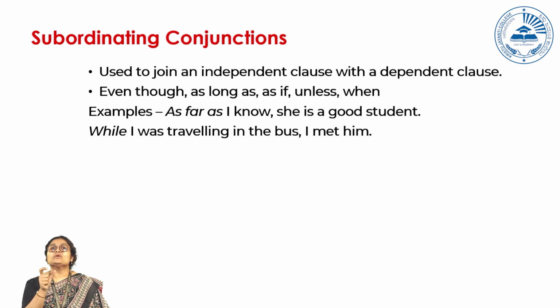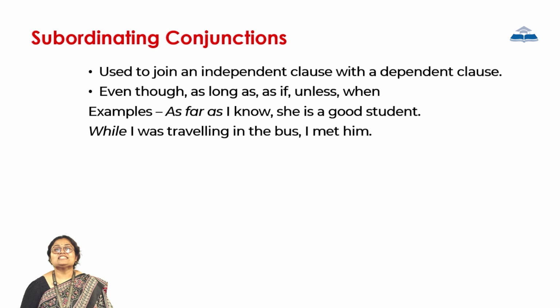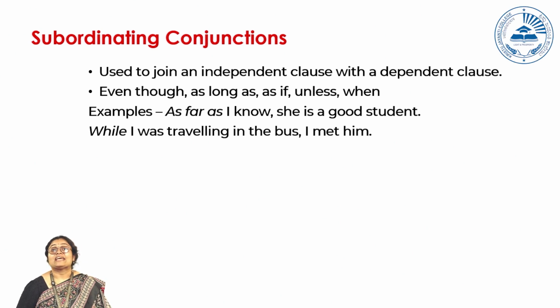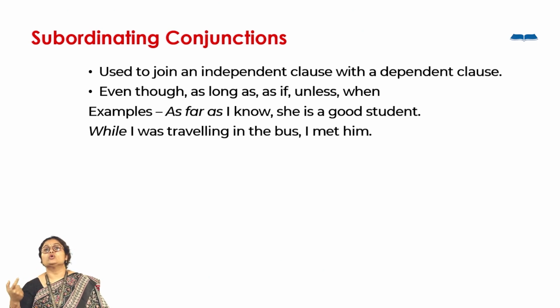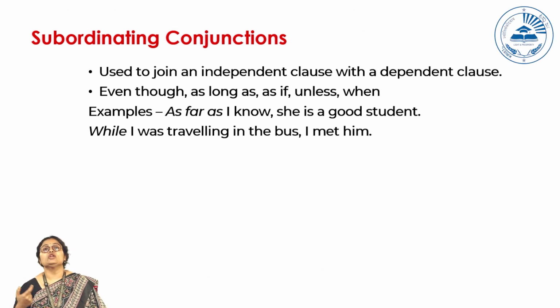So if you look at the first part of this statement, as far as I know, it is not an independent clause, meaning the sentence cannot stand on its own. So it needs one more sentence to make a complete sense. So we are adding the second part, she is a good student, to it, which is an independent clause. So usually subordinating conjunctions are used to join an independent clause with a dependent clause, as in this case.